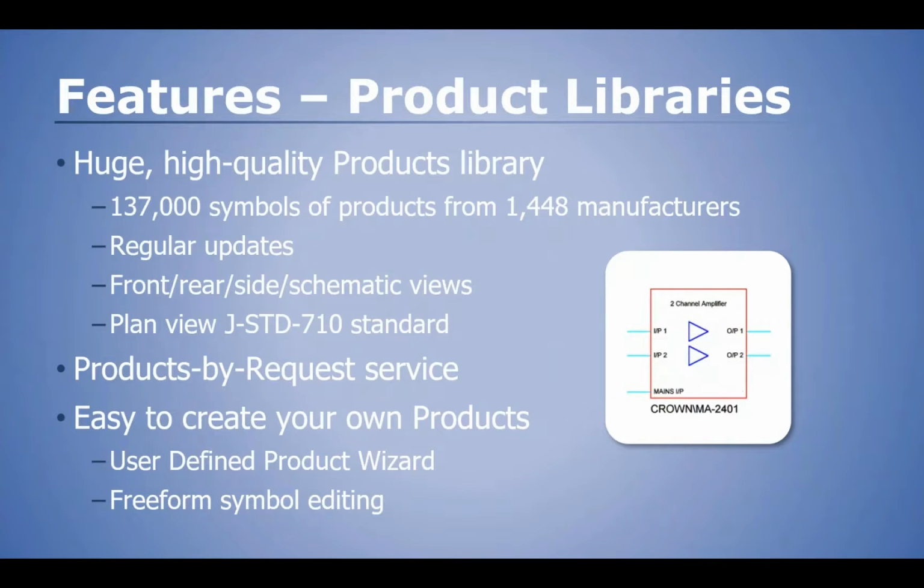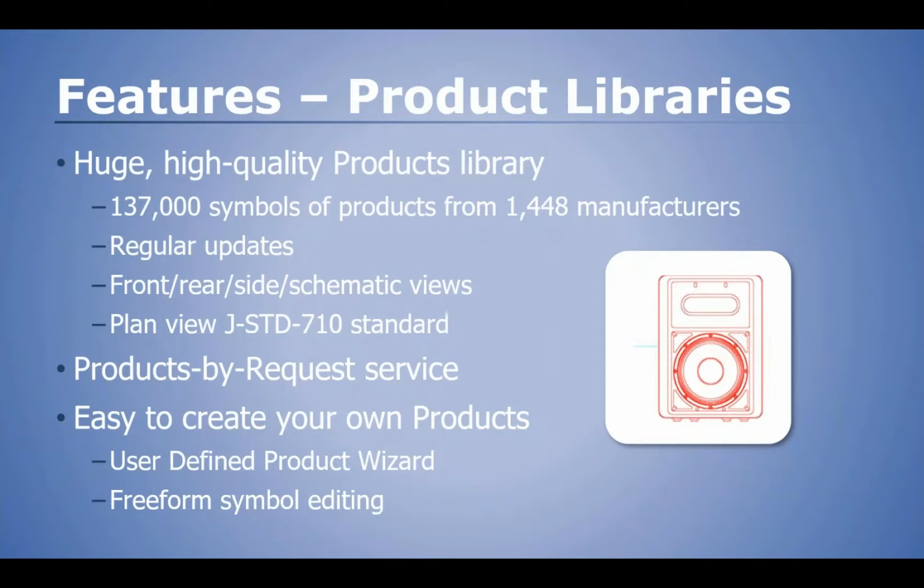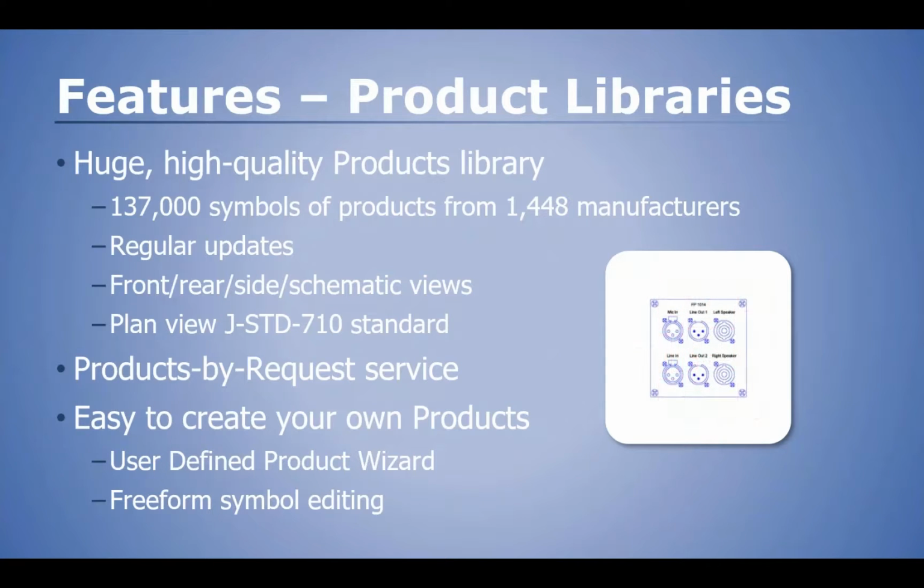Now, having said all of this, it is, of course, very easy to create your own custom product records using the software. We call these custom product records user-defined products, or UDPs, and you can generate them without doing any drawing work by using the UDP wizard. And we also have a freeform symbol editing interface, which allows you to make any kind of graphical changes that you want to the symbols that you generate.